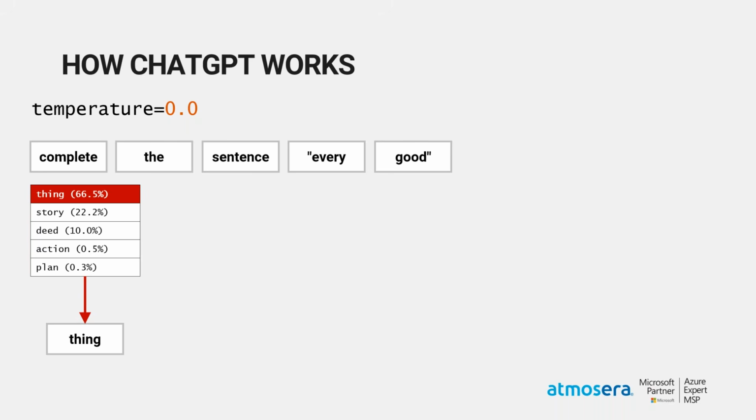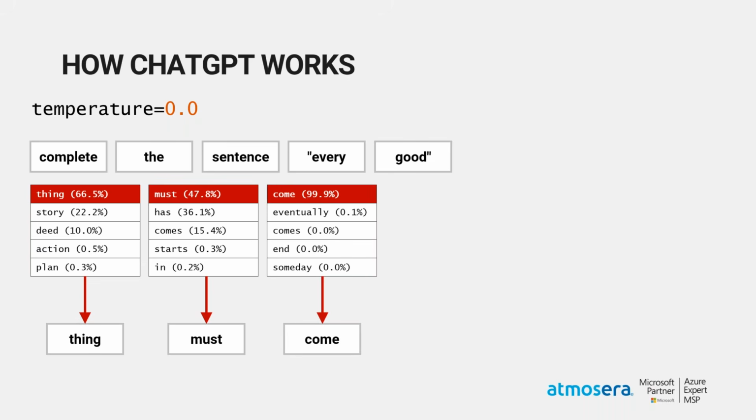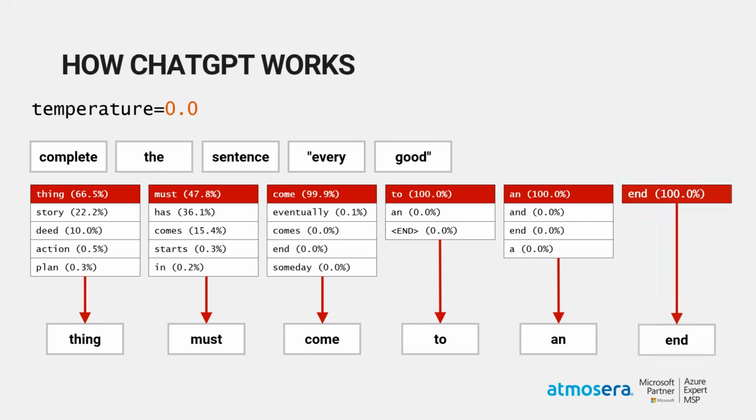come next. In this case, it thinks, based on the 500 billion or so words that it was trained with, that there's about a 66% chance that the next word in the sentence should be "thing." It then calls back into itself, passing in "complete the sentence: every good" to one input and "thing" to the other. And this time it comes up with "must" as the most probable word. And it does this over and over and over until it sees an end token saying that the translation or the prediction is complete.